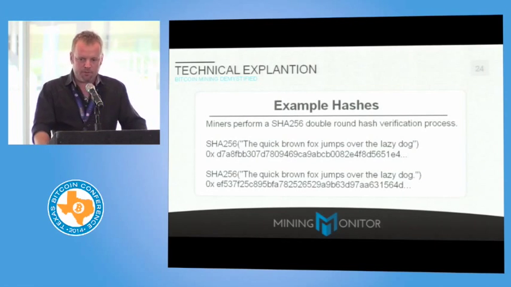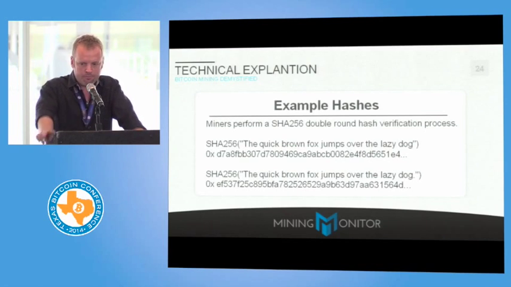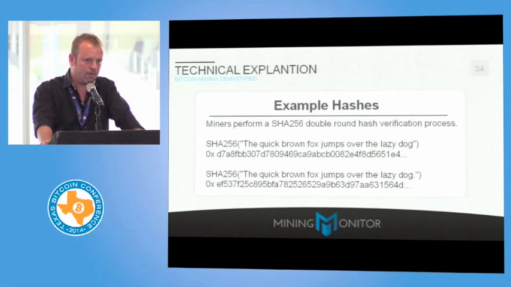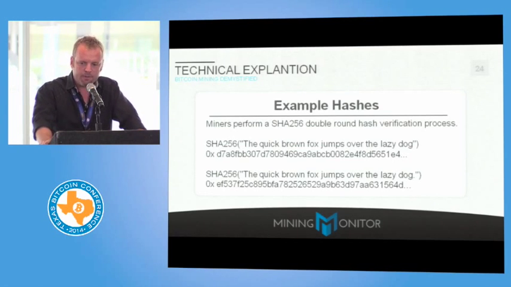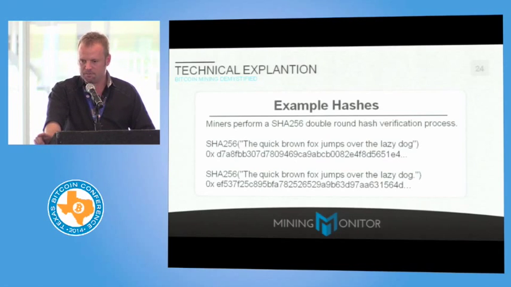So if you were to hash the string, the quick brown fox jumps over the lazy dog, I don't know if that's an actual correct hash or not, but I pulled it from some other stuff, so I think it is. But the point is, if you look at that, you take that string, you run it through a hash function, and it returns this string of seemingly totally random characters.